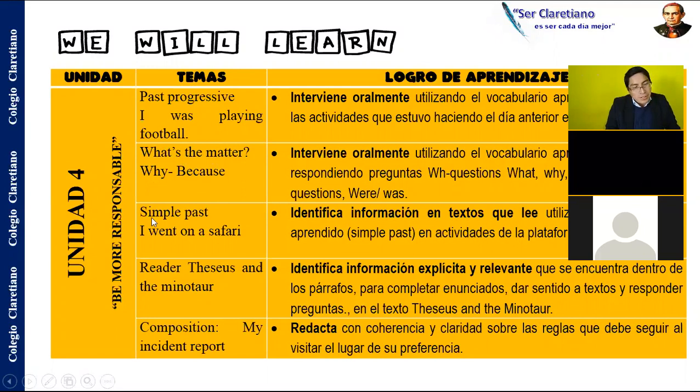Then we continue to talk about simple past. Also, in this unit, we are going to finish the reader, thesis, and the minotaur. In this unit 4, we are going to finish with the reader. And the last activity for this unit is a composition, a writing. In this case, it's going to be my incident report. You are going to write a text about one incident, about one accident, it could be.